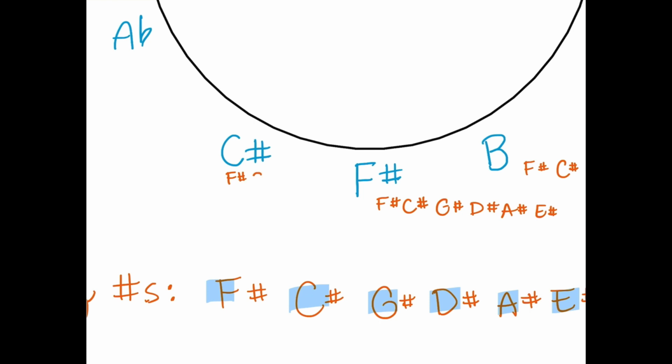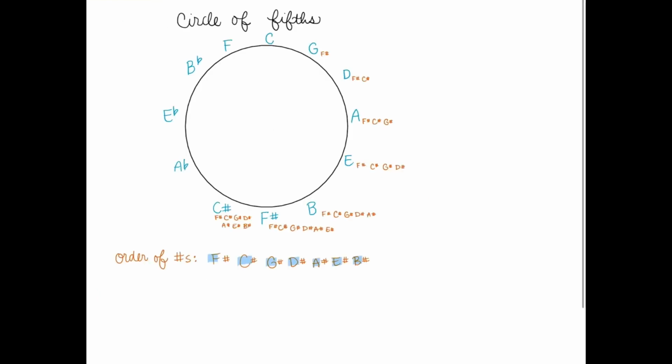So all of the sharps are in this one. So you've got F sharp, C sharp, G sharp, D sharp, A sharp, E sharp, and B sharp. So these are the keys that have all the sharps. So again, C major has no sharps, no flats. As you move along to the right, you're going to add one sharp for each one of these keys. Now, when we get to A flat, this is where the flats come in.